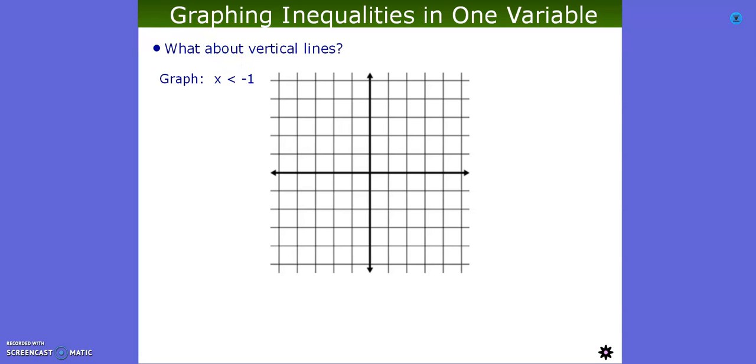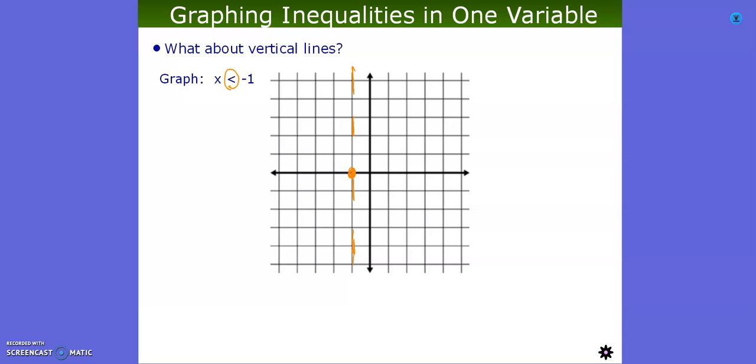x is less than -1. All right, on the x-axis, I go to -1 and I put a dot. When I graph this, I'm crossing the x-axis. And this time, because of my symbol, it's going to be a dashed line. So I'm going to just dash it here.